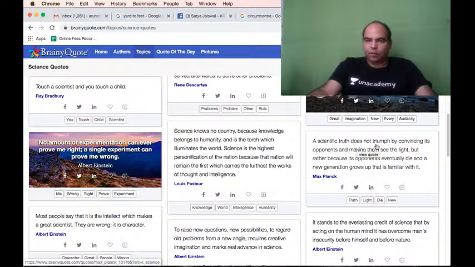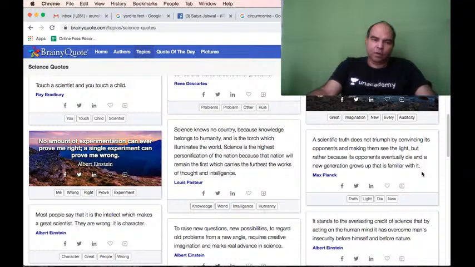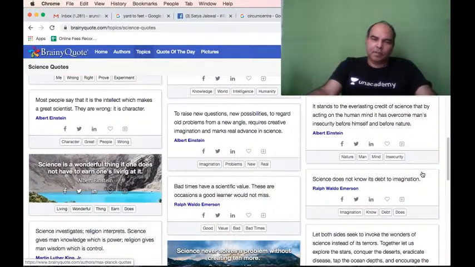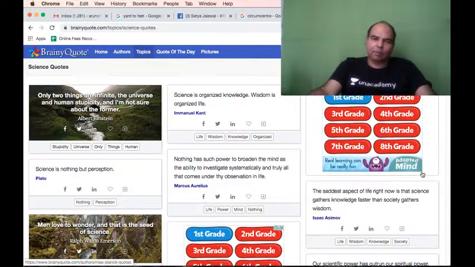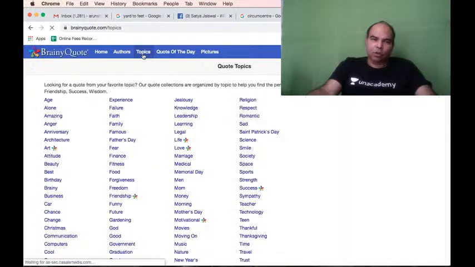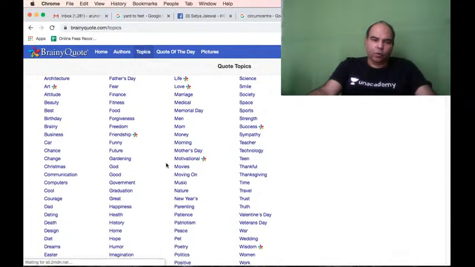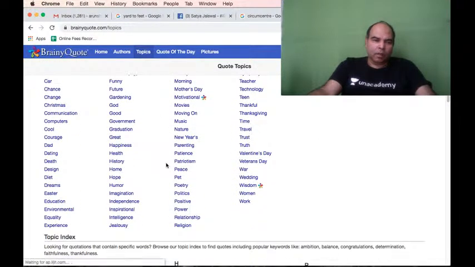A scientific truth does not triumph by convincing its opponents and making them see the light, but rather because the opponents eventually die and a new generation grows up that is familiar with it, which is so profound in its content, in terms of what it is saying. So what happens is, spend 5-7 minutes on science, then you change the topic, go into let's say something completely different.